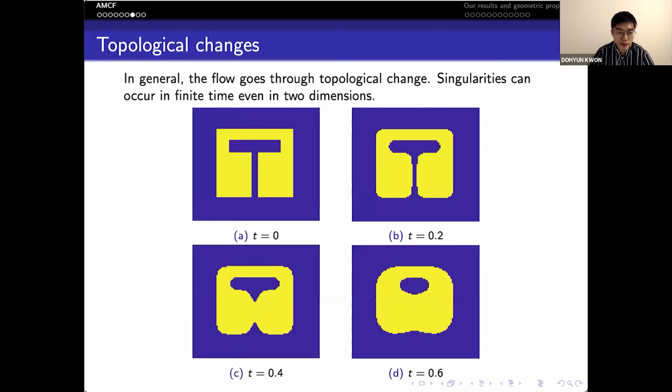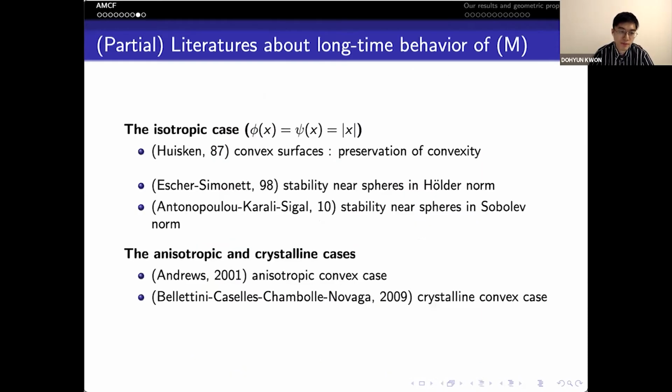So the main difficulty is topological changes. In general, the flow goes through topological changes, so singularities can happen even in 2 dimensions. Even if we start with a smooth surface, we can have singularities. So there are some partial results.